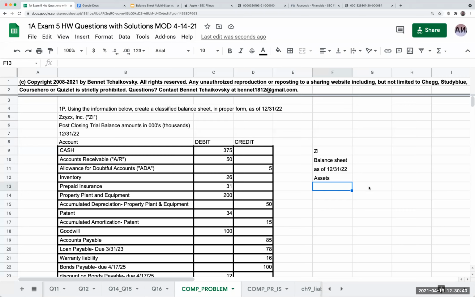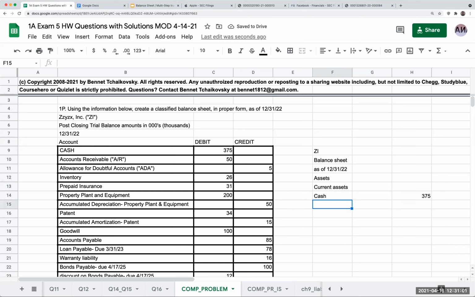So under our assets, we're going to separate these into current and non-current. What's the difference? Current is what we're going to be using in the current year. Non-current is going to be beyond the year. So over here, under current assets, I'm going to have cash at 375.